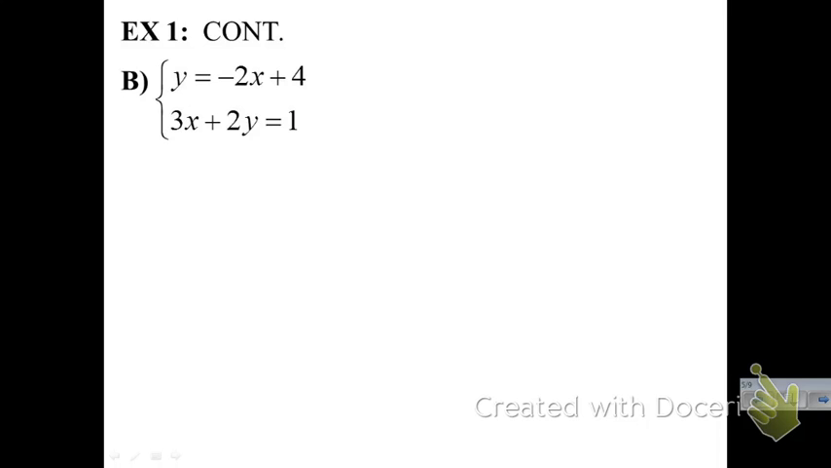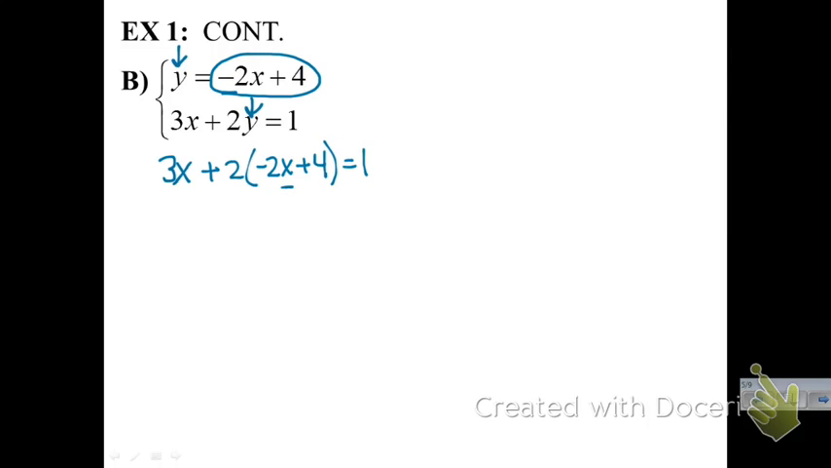This one's a little more complicated. You're going to look for the variable that's already been isolated, and if you notice in the top, y is all by itself. So we're going to take all of y, replace it for the y in the bottom equation. So the bottom equation will read 3x plus 2 times negative 2x plus 4 equals 1. Right here you should notice that you only have x's left in your equation. If you don't, then you did something wrong.